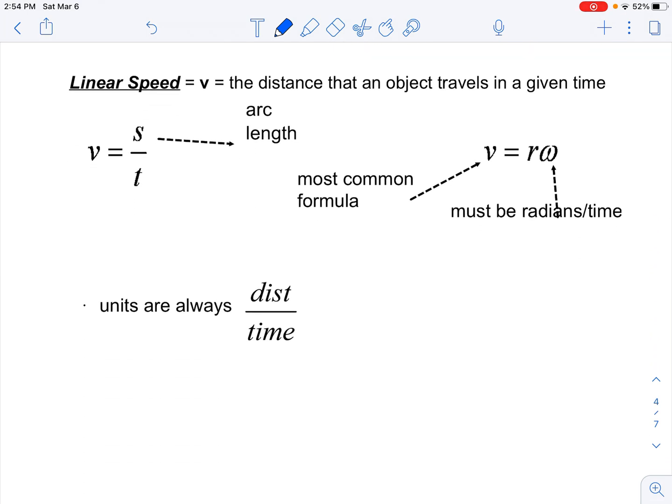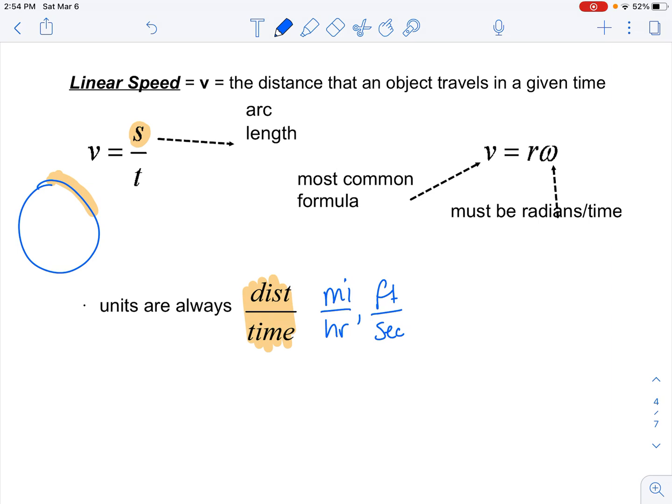All right, so let's talk now about linear speed. So linear speed is probably the speed that you're more familiar with. It's distance over time. Okay, so if I'm talking about a circle, the distance that something travels is just arc length. Okay, so arc length is s. So we're going to take the distance and divide by time. Our units are always going to be distance divided by time, something like miles per hour, feet per second, or something to that effect.